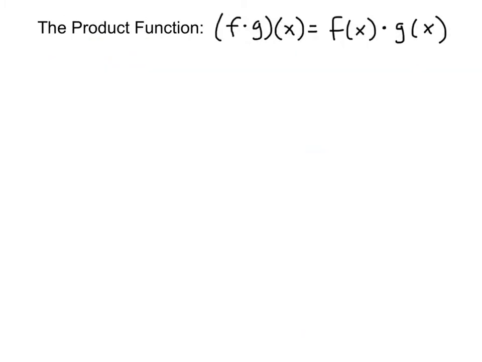The last thing I'd like to go over in this lesson is something called the product function. Now, product means multiply. So the product function is the function f times g of x. And as you can see, f times g of x just equals f of x times g of x. So we just multiply the two functions together.